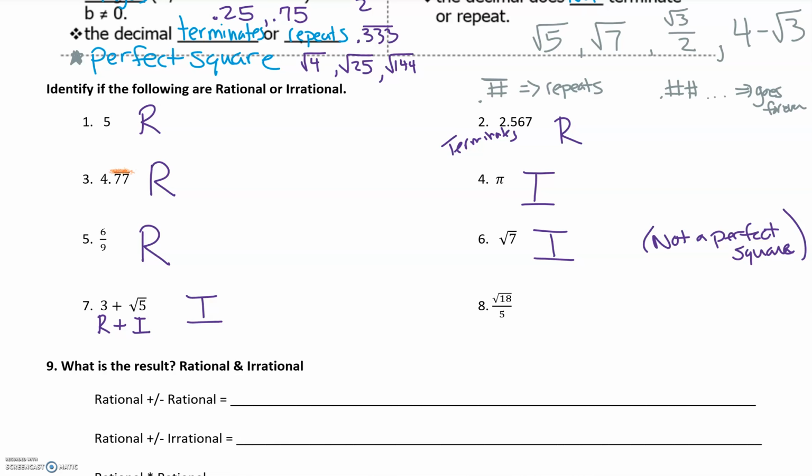And then number 8, we have the square root of 18 over 5. Well, is the square root of 18 a perfect square? It's not. If it was the square root of 16, that would be a perfect square, but it's the square root of 18. So since that top piece is not a perfect square, this would give us a decimal that goes on forever and ever, an irrational number divided by a rational. This is still going to be irrational. Okay? So make sure that you can look at the numbers and recognize, is that a rational number or an irrational number? Which category does it fall into?